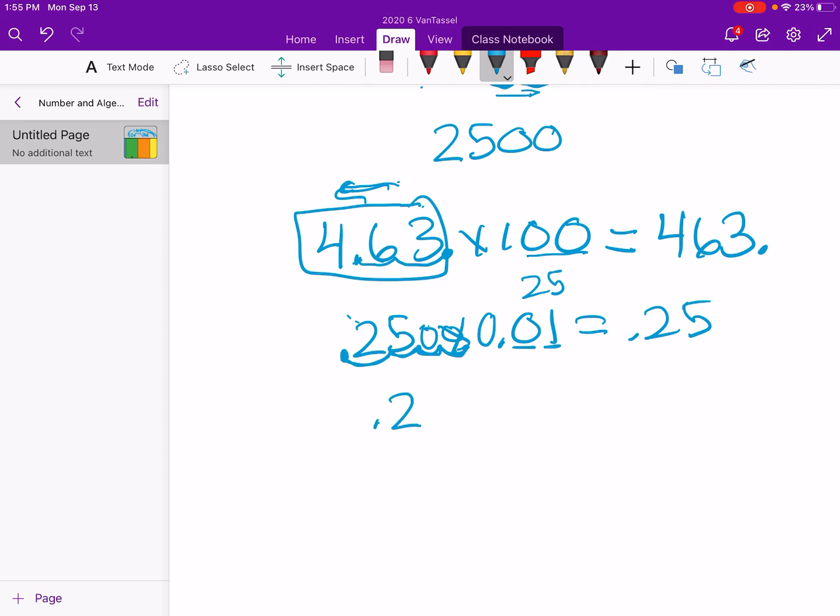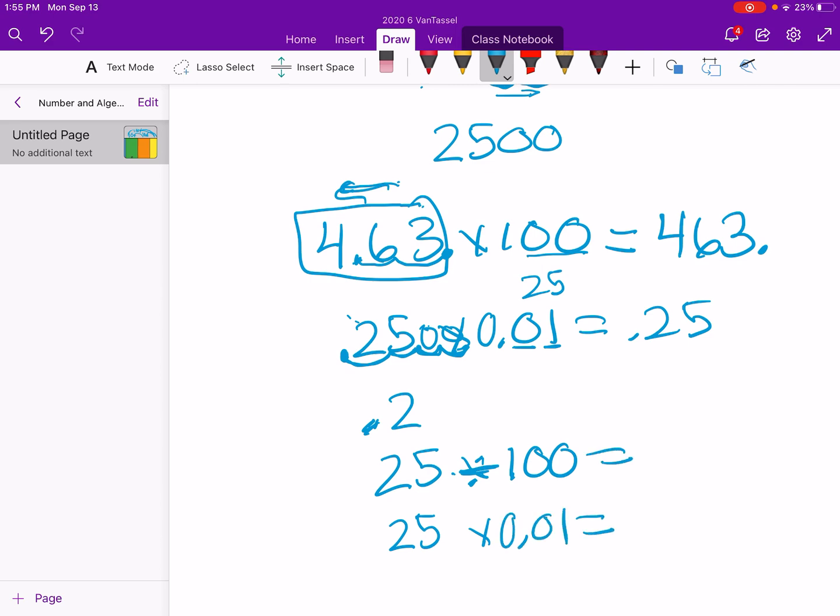And it's just like 25 divided by 100. So 25 divided by 100 is the exact same thing as 25 times 0.01. In both cases, this 25 is getting 100 times smaller. 1, 2, it's going to move to here. Same thing here, 1, 2. It's getting 100 times smaller, so decimal 25, decimal 25.